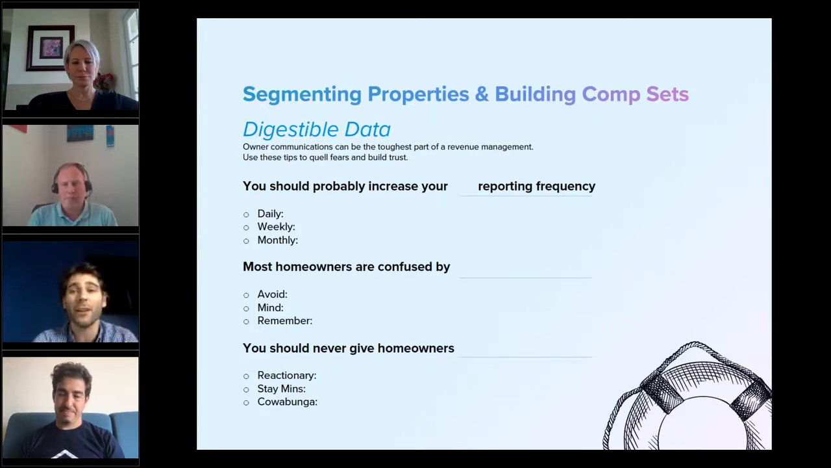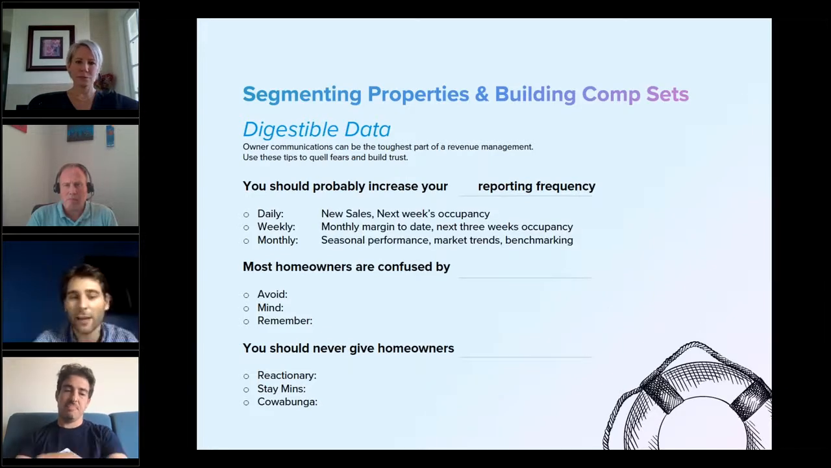So 1 every day, 1 on a weekly frequency, and then 1 monthly report. So for the daily, I do new sales from the previous day, and I look forward to the next week's occupancy. Weekly, I look at the monthly margin to date, and then I look at the next 3 weeks occupancy. And then monthly, I look at seasonal performance, market trends, benchmarking, that kind of stuff.